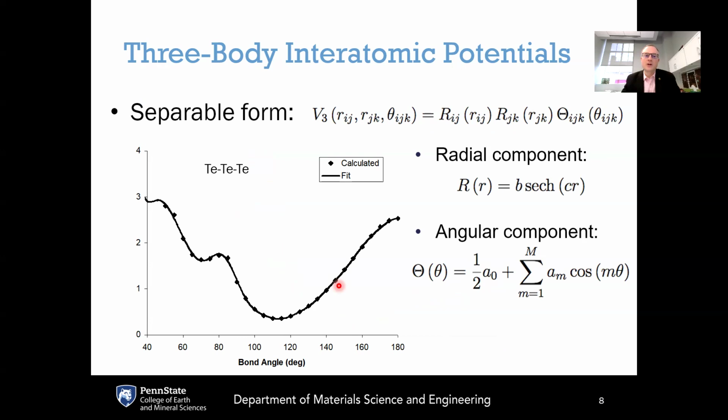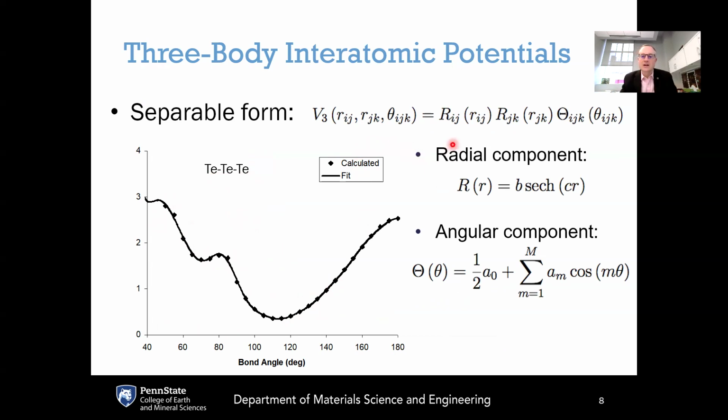However, if we wanted to include a three-body interatomic potential, what we would need to do there is to isolate out the angular contribution by taking the total three-body potential, subtracting out all the two-body contributions, and then what's left is the angular contribution. And this is an example that shows the potential energy of what's left of this tellurium-tellurium-tellurium interaction calculated from quantum mechanics as a function of bond angle theta. And then you could assume different functional forms for this three-body interaction.